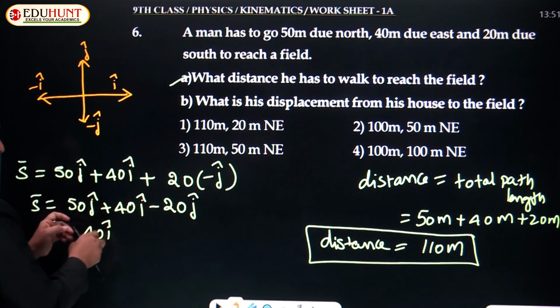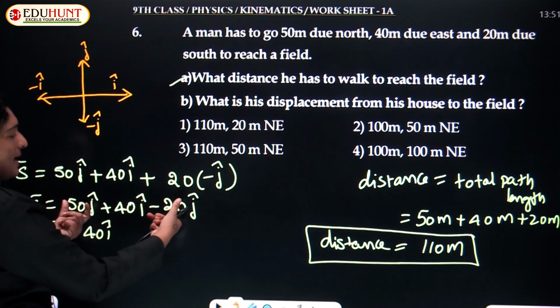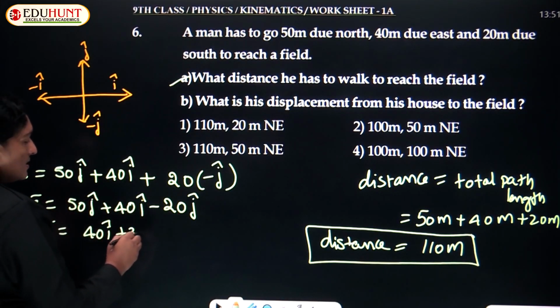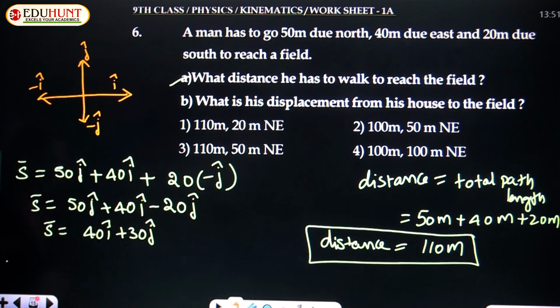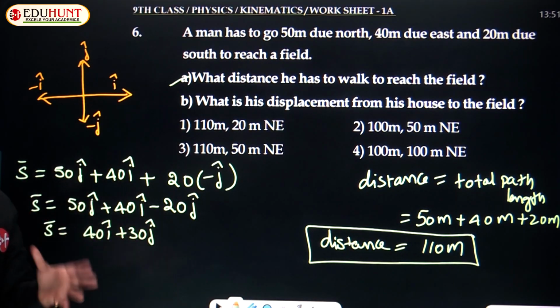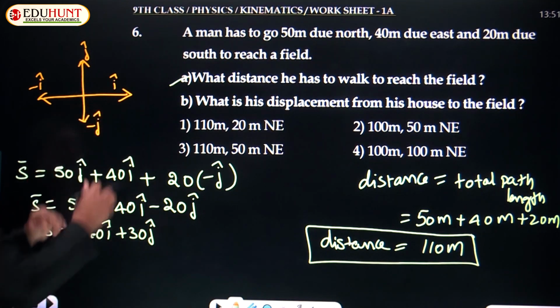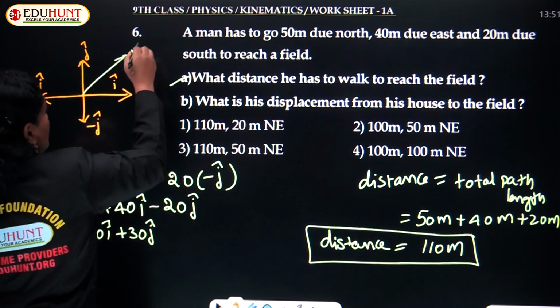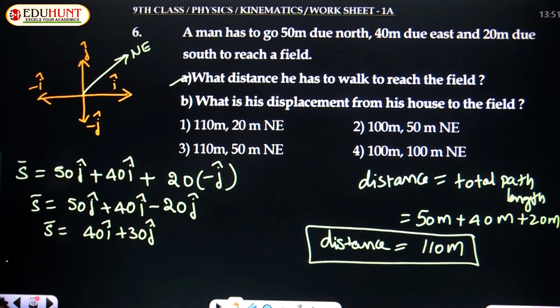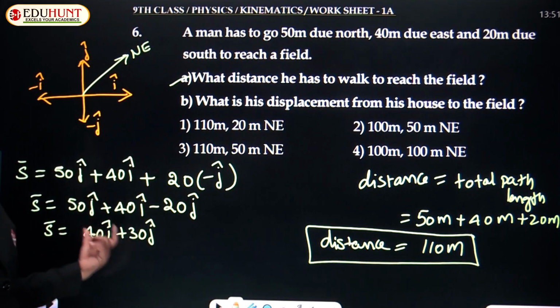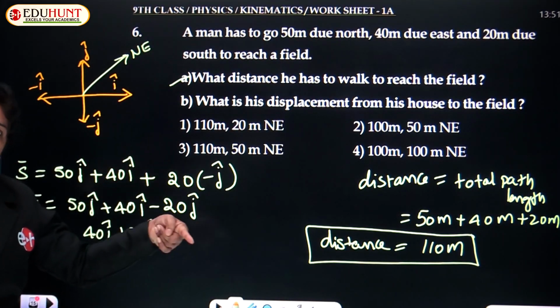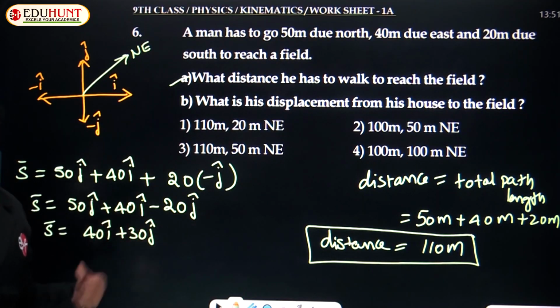Okay, first of all, I wrote this, and what is left over? 50 j minus 20 j. Finally, it is 30 j. The displacement vector has i and j, where is it located? i and j indicates this plane. So, this indicates your northeast direction. So, the displacement vector is along the northeast direction because it belongs to this i-j plane.